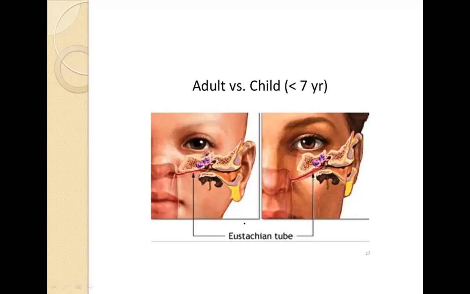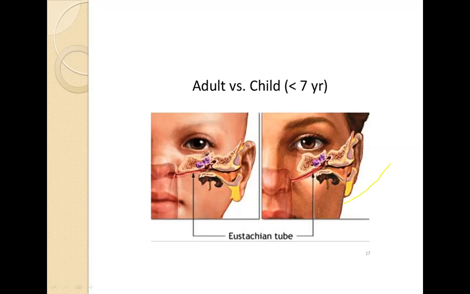Okay, in adults, the major difference between the tympanic tube of adult and children is that in the adult, the tympanic tube is larger. It is larger than that in a child, and its direction, you have already seen it. The direction is downwards, forwards, and medially, right?